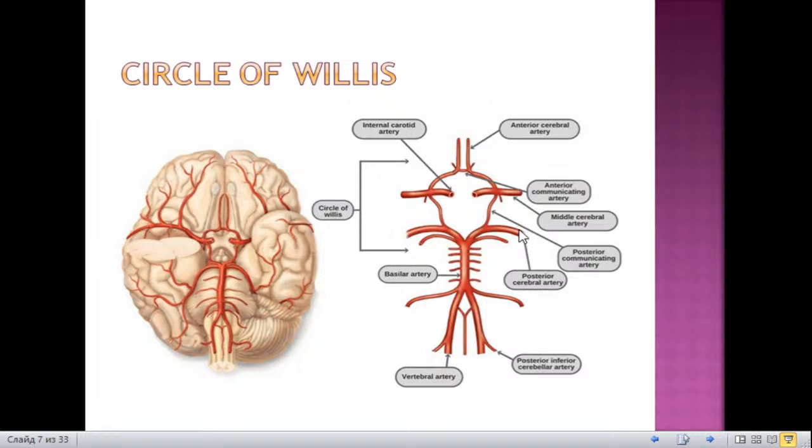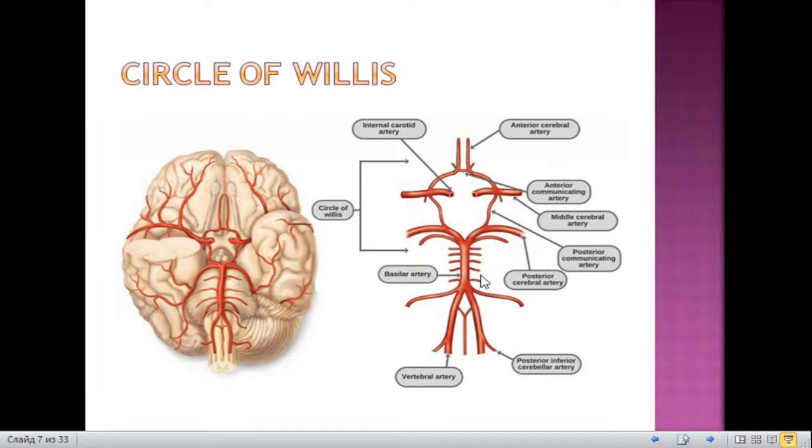And the posterior cerebral arteries are connected with the internal carotid artery with the help of the posterior communicating artery, here and here. So now let's make a conclusion. How many elements are in the Willis circle? As a whole we have 5 elements here.